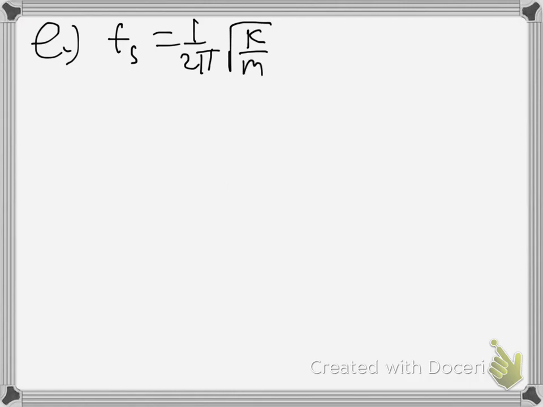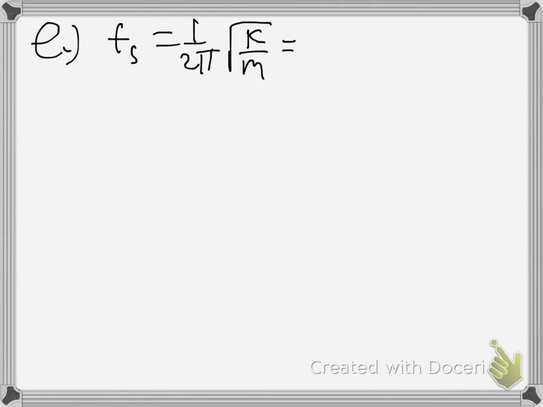Okay, so this last part is relevant to what we have been studying in the last week. Calculate the frequency for oscillation. Okay, so this equation is on the AP sheet, so that's wonderful. You don't have to memorize it. Remember a higher K value is going to increase the frequency. So we know K, we know M. This should be a simple plug and chug.